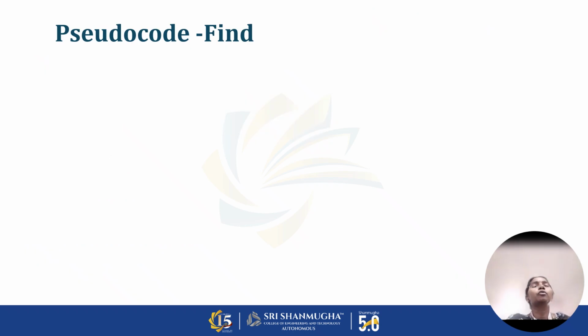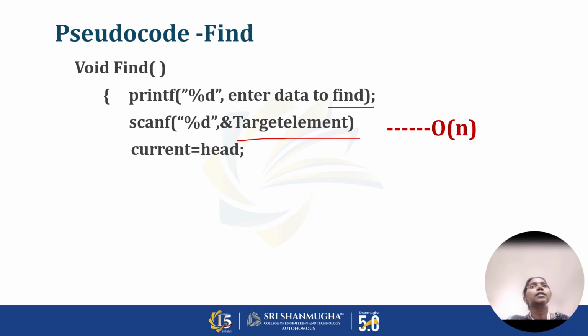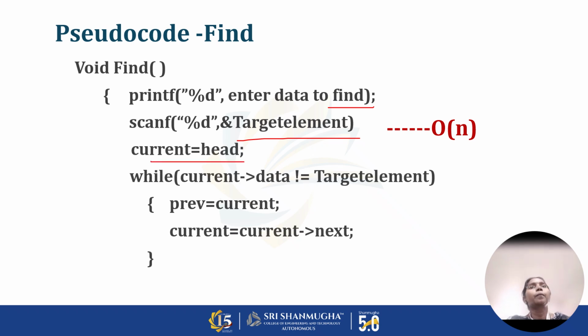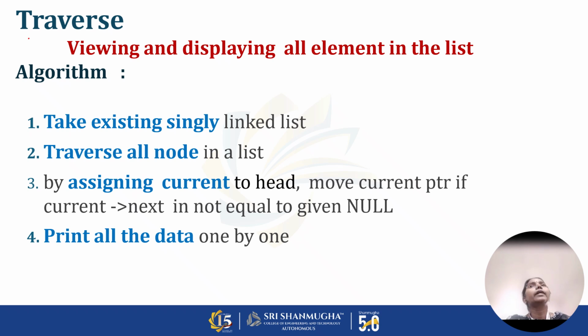And this is the pseudocode for find: void find. Print enter the data to find, and also scan to get the data, that is the target element. And this is O of n. Current is equal to head. And next, while the current data is not the target element, previous is equal to current, and as usual current is equal to current's next. Then print the location, the current data and the previous. And this is it.